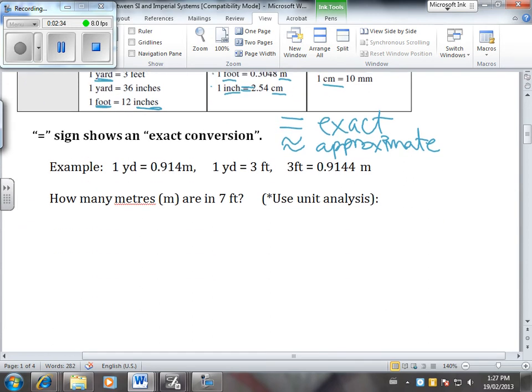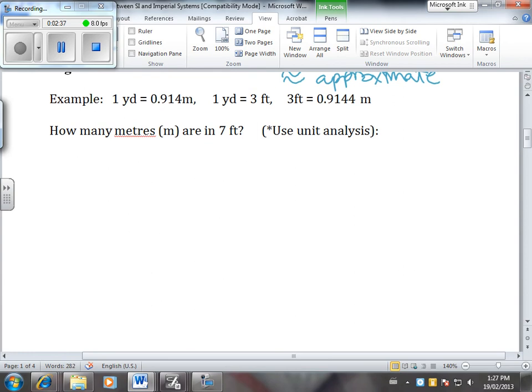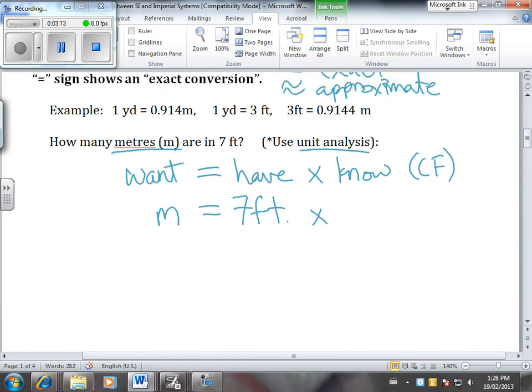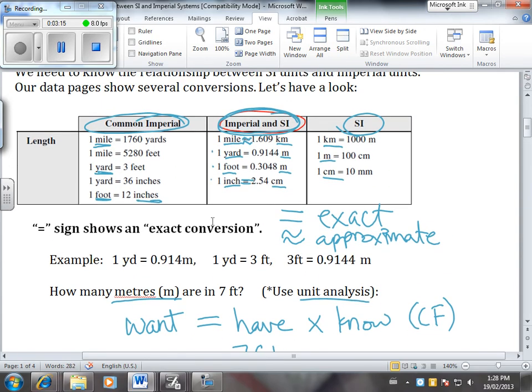So if we look at our first question, how many meters are in 7 feet? And we're going to use unit analysis, which is our conversion factor. So we start with what we want, and then that equals what we have, multiplied by what we know. And that's our conversion factor. So we want meters. How many meters? We have 7 feet. And what do we know?